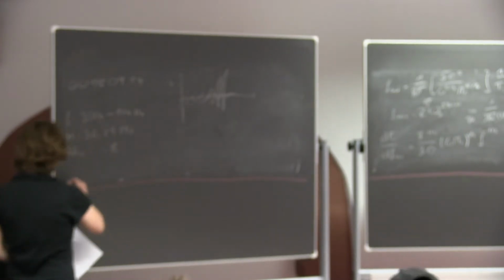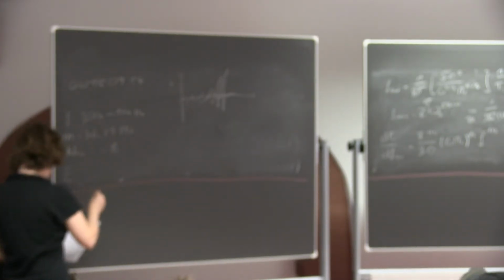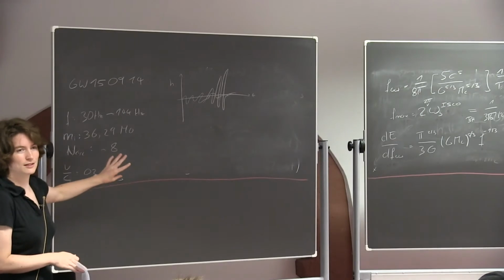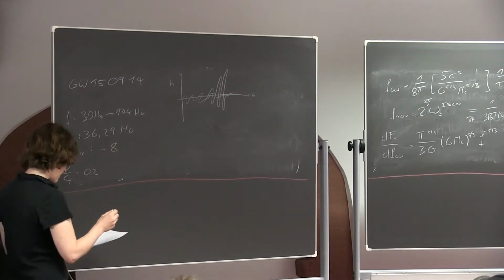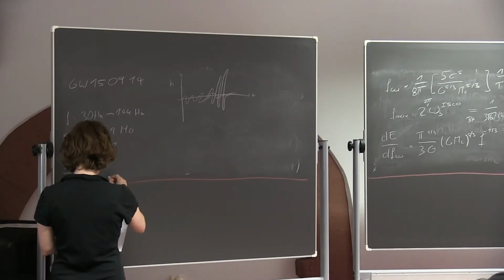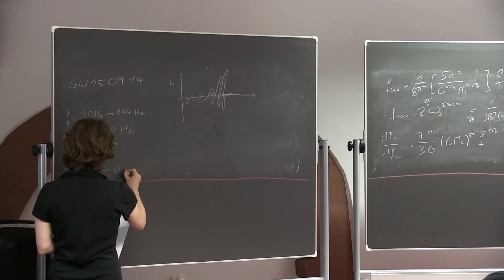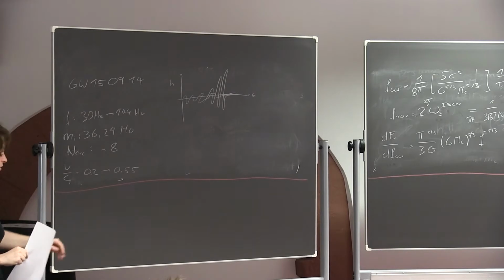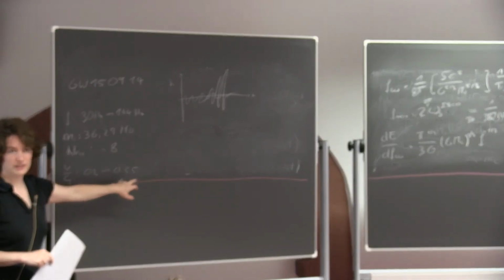The speed of the black hole, so v over c, started at 0.2. You can say, okay, maybe this is an acceptable expansion parameter. And then it went up to 0.55, essentially just before the merger. So then you would say you really need to take into account the correction effects.